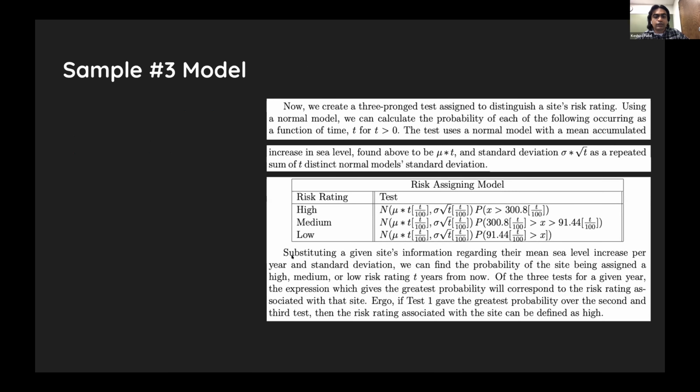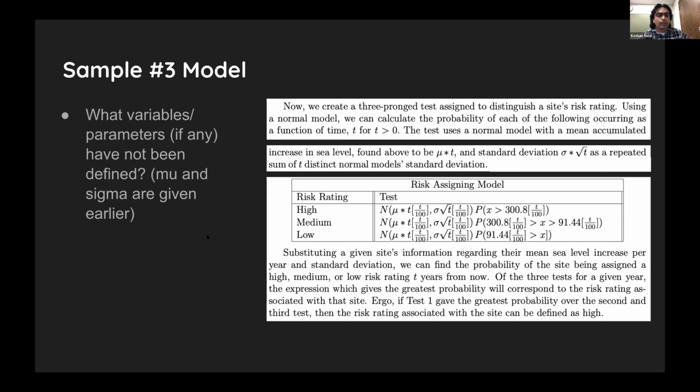Okay, so this is the solution from the winning team. They did a probability argument. So I would like you all to read over this section and answer the following questions. What variables or parameters, if any, have not been defined? And is this model understandable? Can you read through this and get a gist of what is going on here? Again, there's a little bit more of difficult questions. I'm going to give you all a little bit more than 2 minutes again to read this over and hopefully give your thoughts in the chat.